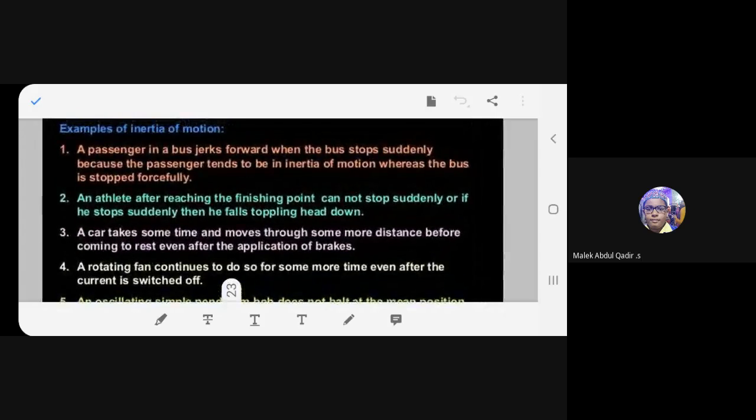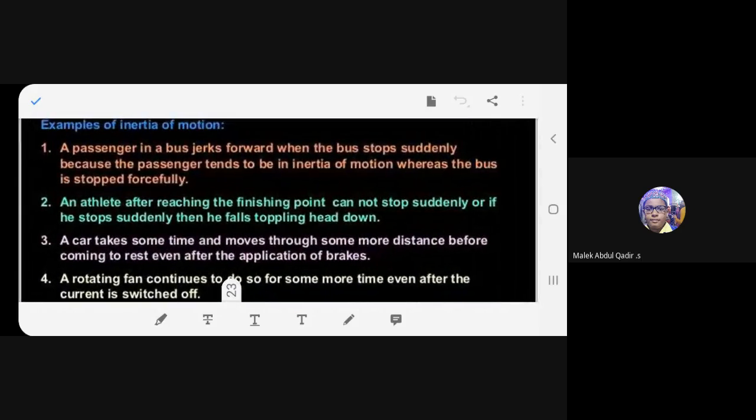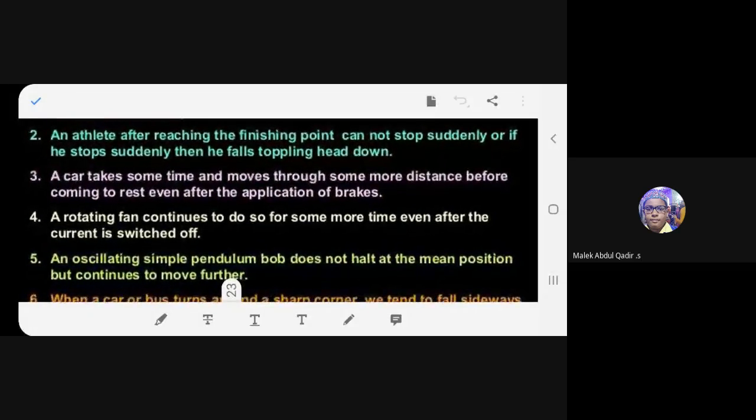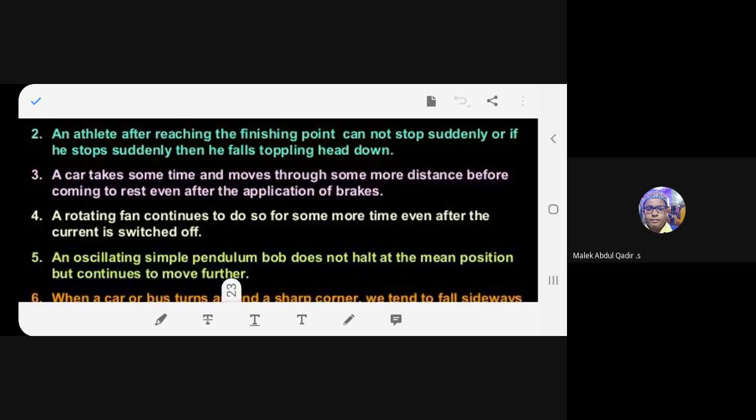Okay. Some more examples. We'll not do the first one because it's been repeated. We'll do the second one. But the first one we have already done. So now we will do some more examples of inertia. Please start. An athlete, after reaching the finishing point, cannot stop suddenly, or if he stops suddenly, then he falls toppling head down.